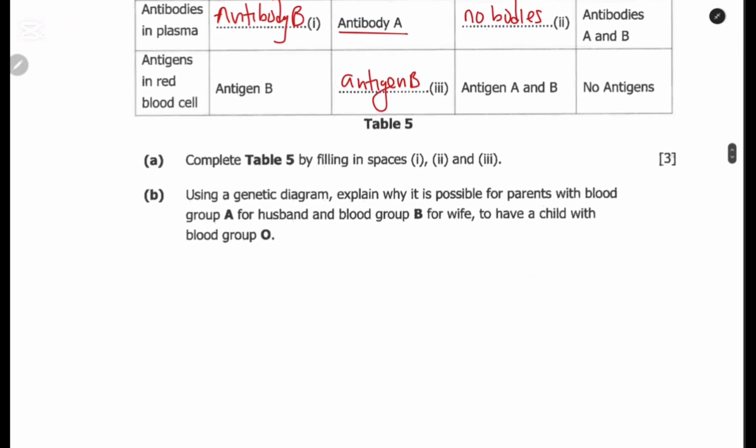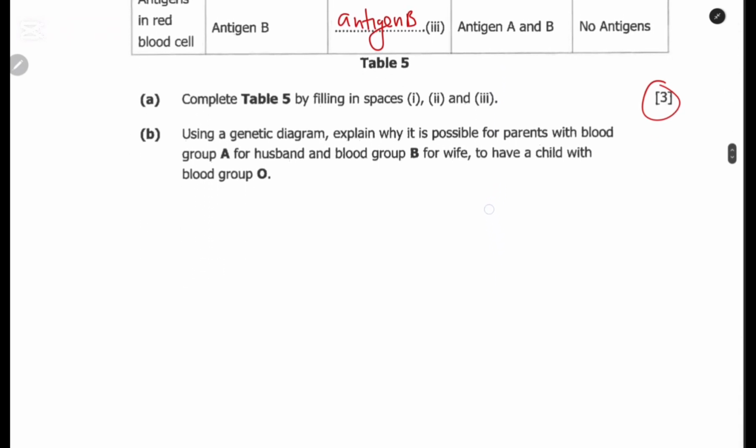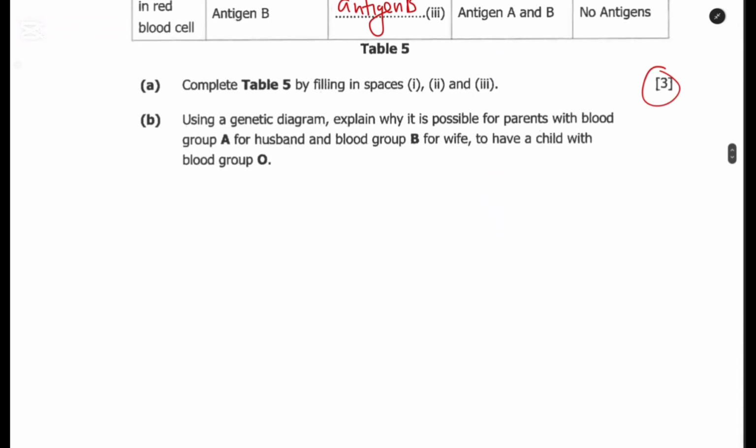Then we go to the other question. So this is the question that we're answering. So we've just scored 3 marks here. Then B question: using the genetic diagram, explain why it is possible for parents with blood group A for husband and blood group B for wife to have a child with blood group O.